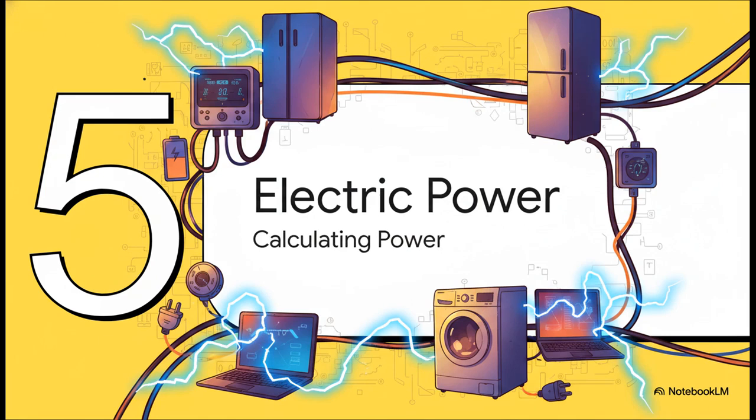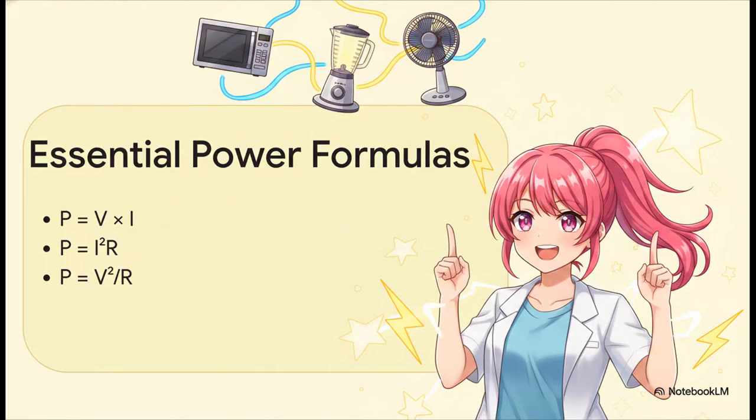And finally, Section 5, calculating electric power. Electric power is just the rate at which electrical energy is consumed or converted, and we measure it in watts. You've definitely seen wattages printed on light bulbs or appliances, right? It tells us exactly how fast that energy is being used. And you can calculate it using any of these three handy equations, depending on what you already know.